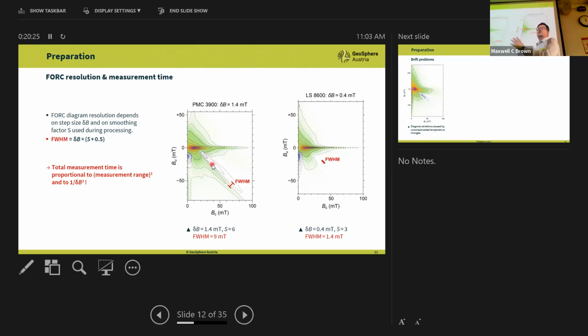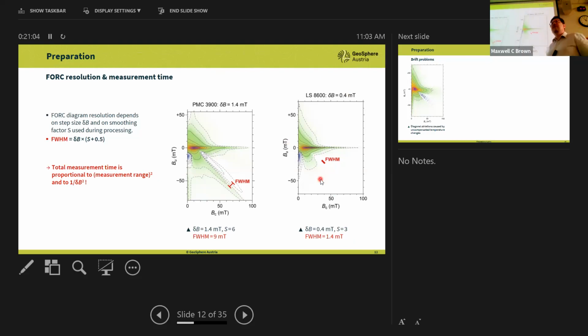Although such ridges can have a physical origin, in this case they are measurement artifacts. But with this planning of the measurements, it's not possible with post-processing to know if this is an artifact or a real feature. So this sample was remeasured at higher resolution. The step size is 0.4 millitesla. It was done with the new Lakeshore, which is a little bit more sensitive, so the smoothing factor could be reduced to 3. Now you see the resolution, the full width at half maximum, is just in between these two lines. And this artifact along the diagonal disappeared.